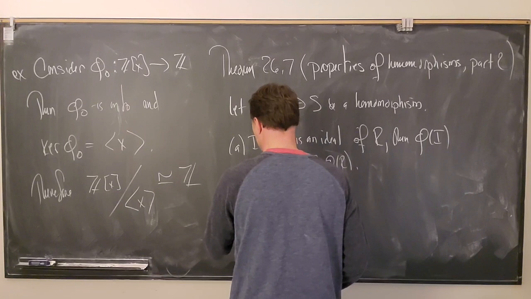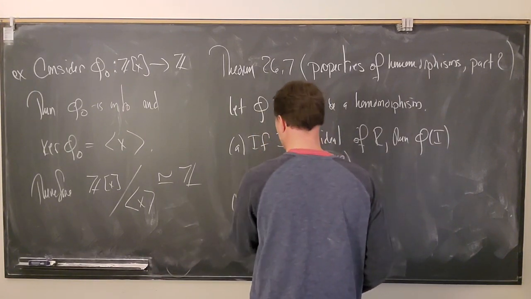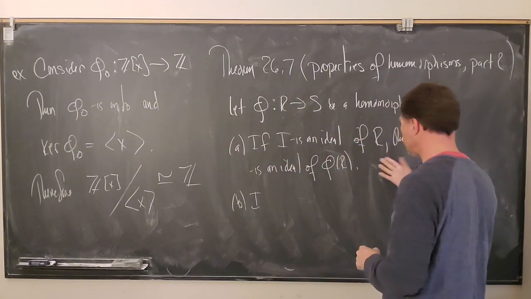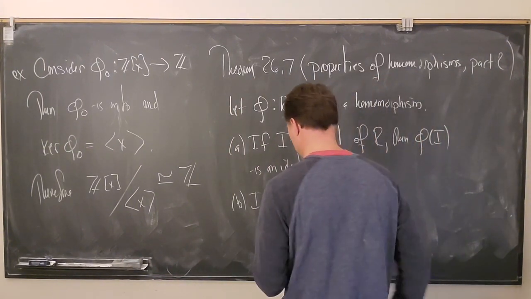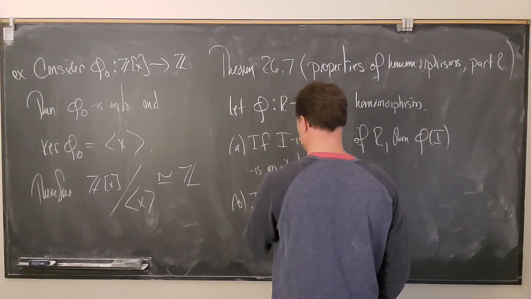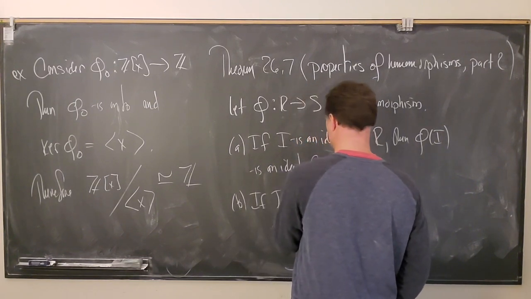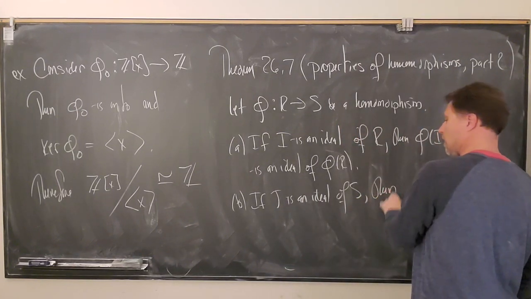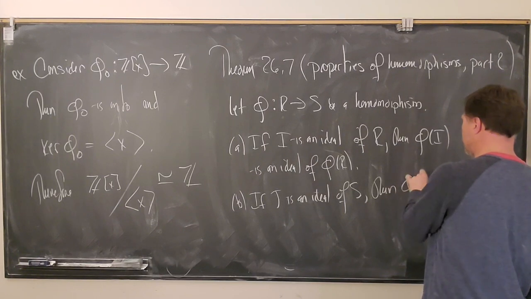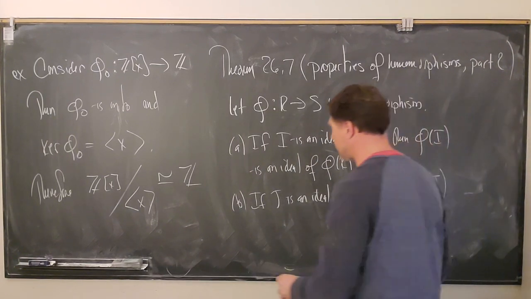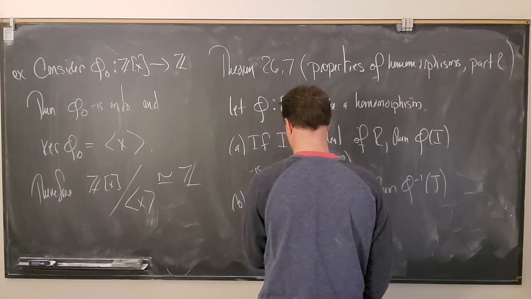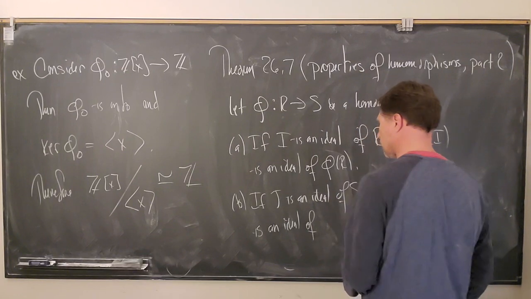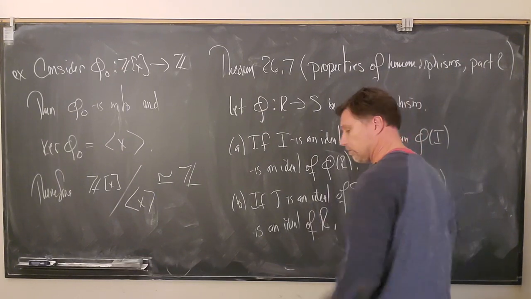And then part B. Remember how subrings go to subrings of the image. Not quite the same thing here: if J is an ideal of S, then the inverse image of J is an ideal of R.